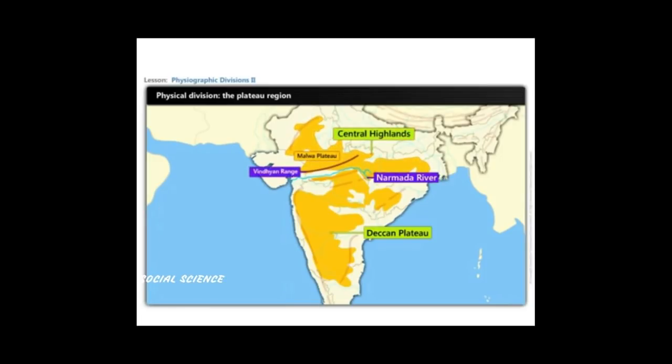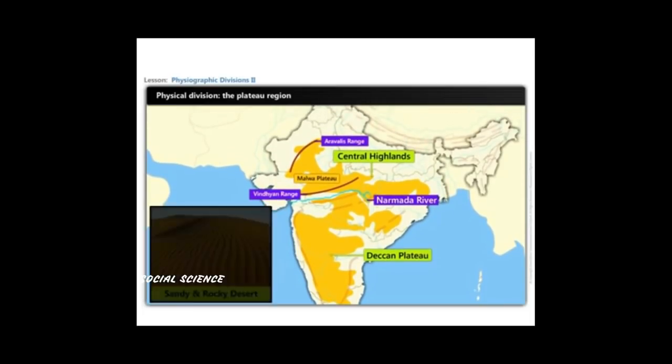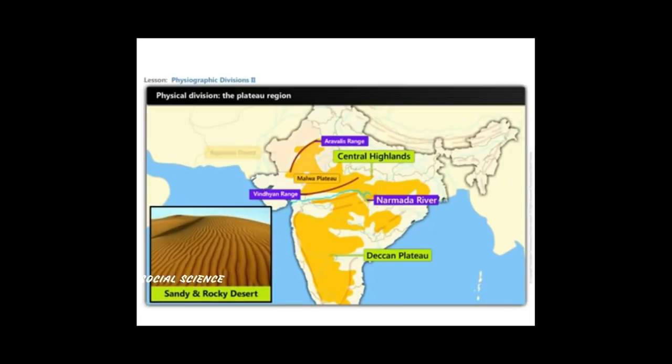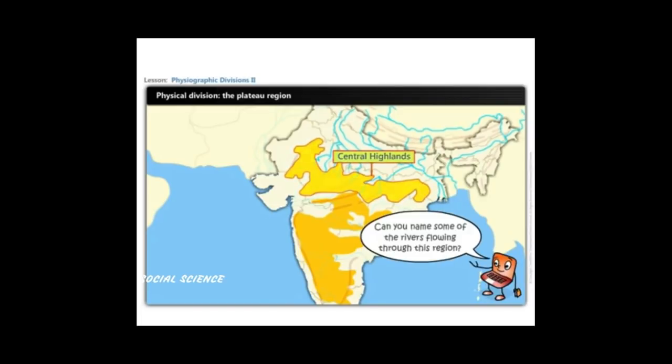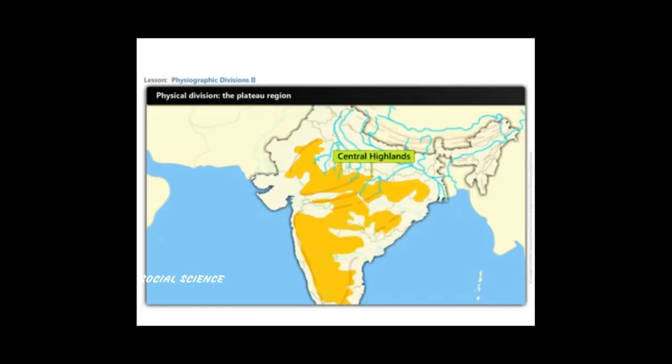The Vindhyan range is bounded by the Central Highlands on the south and the Aravalis on the northwest. The Malwa Plateau is located in between the Aravali and Vindhya range. The further westward extension gradually merges with the sandy and rocky desert of Rajasthan. Can you name some of the rivers flowing through this region? Some of the rivers such as the Chambal, the Sindh, the Betwa and Ken flow from southwest to northeast, that indicates the slope of the region.